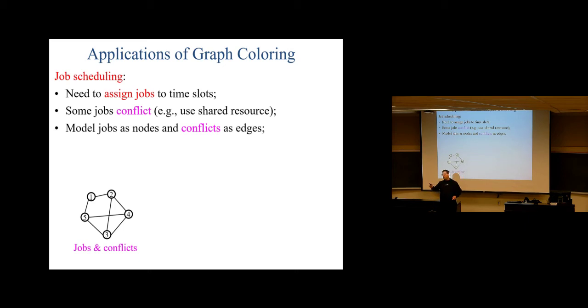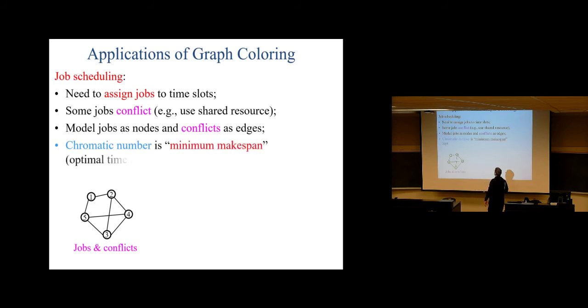Let's say one job is trying to print, and the other one wants to print also. There's only one printer, so both have to wait. These edges are mutual exclusion kinds of constraints. So how do you schedule these jobs? Well, it's graph coloring.